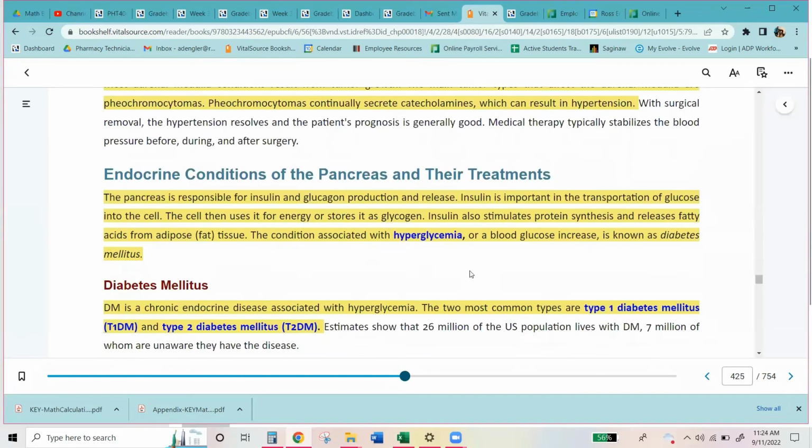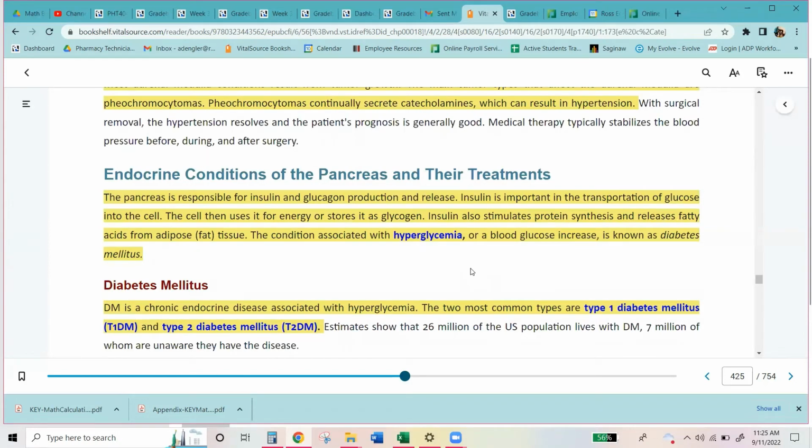The pancreas is responsible for insulin and glucagon production and release. It's important in the transportation of glucose into the cell. The cell then uses it for energy or stores it as glycogen. Insulin also stimulates protein synthesis and releases fatty acids from adipose tissue.